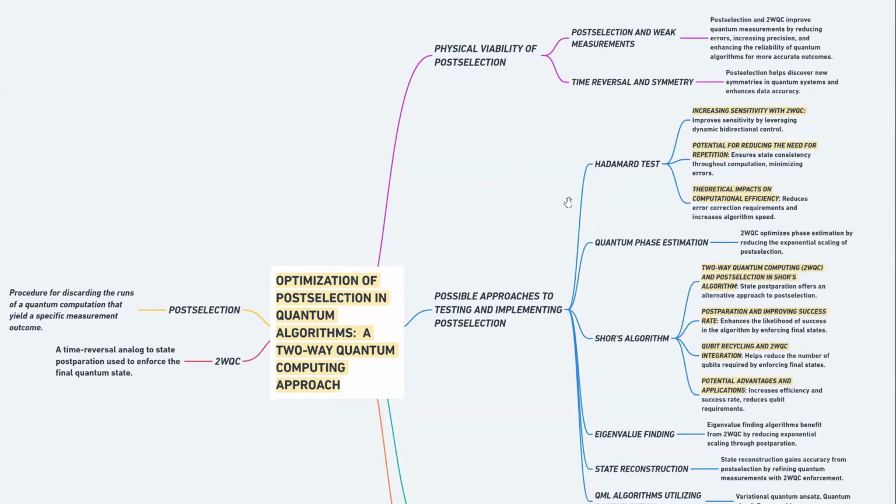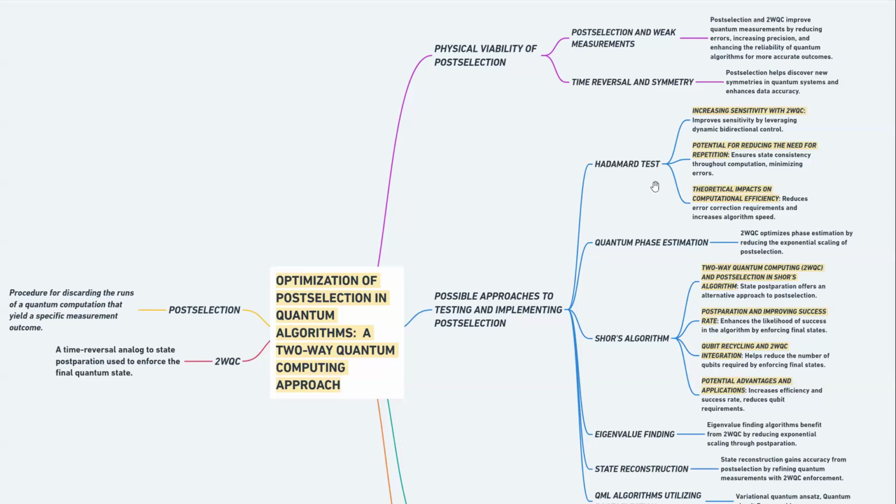One method is using the Hadamard test. The Hadamard test is a fundamental tool used in various quantum algorithms to measure expectation values. However, current Hadamard tests often require multiple repetitions to reach the desired sensitivity. With two-way quantum computing, this sensitivity could be improved by leveraging dynamic bidirectional control.